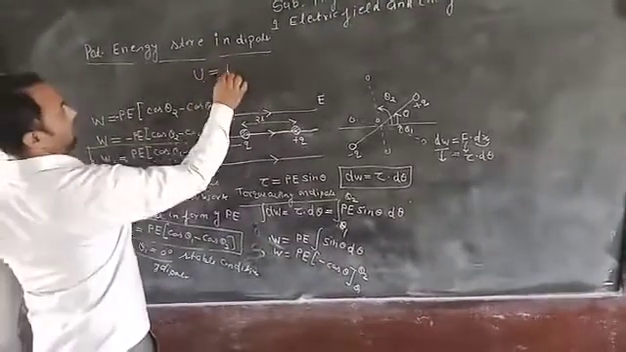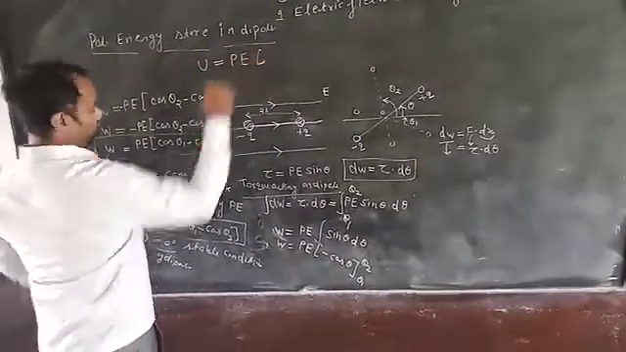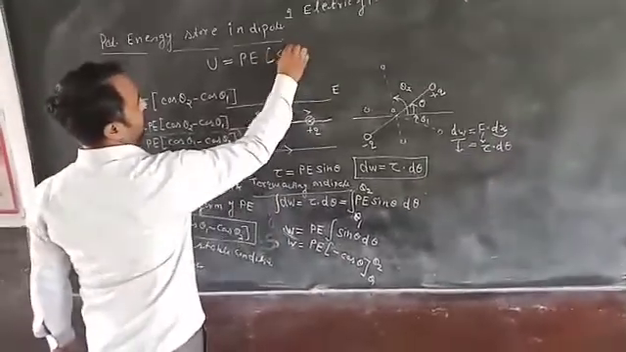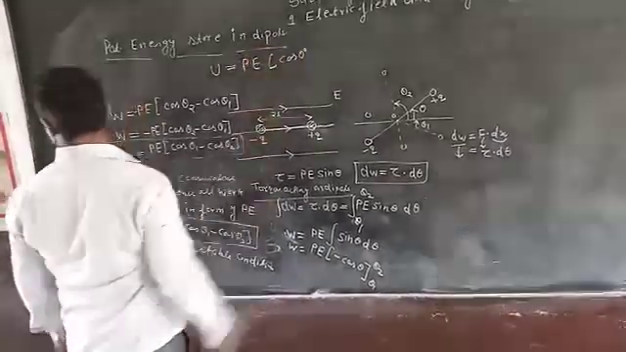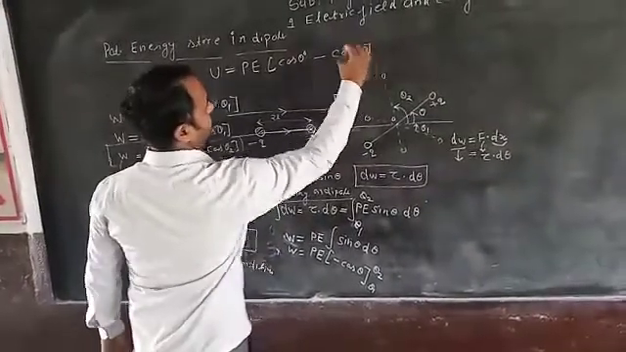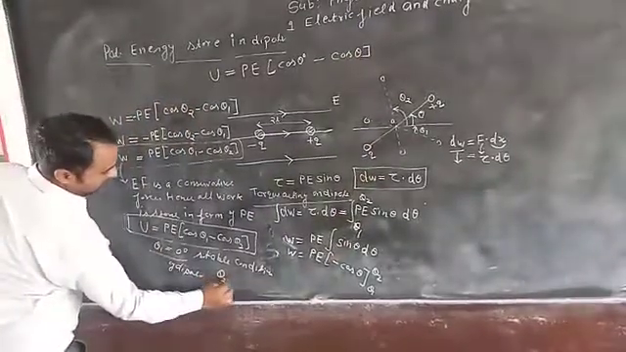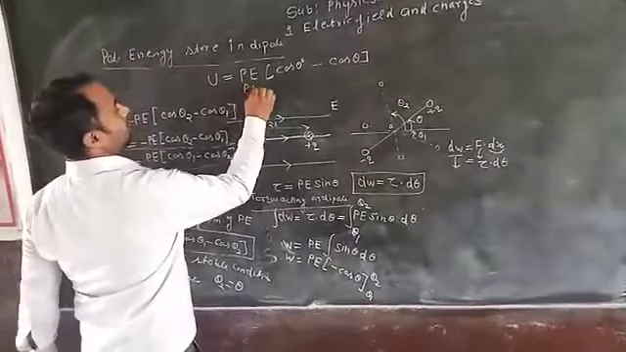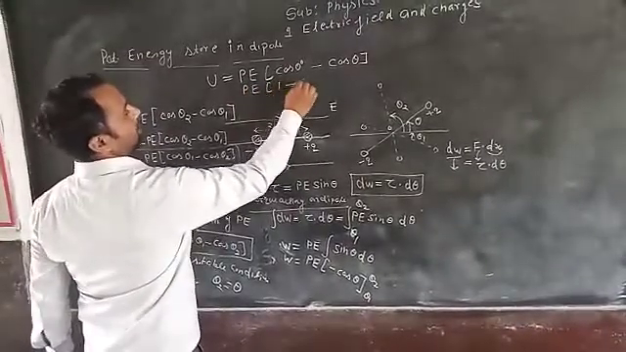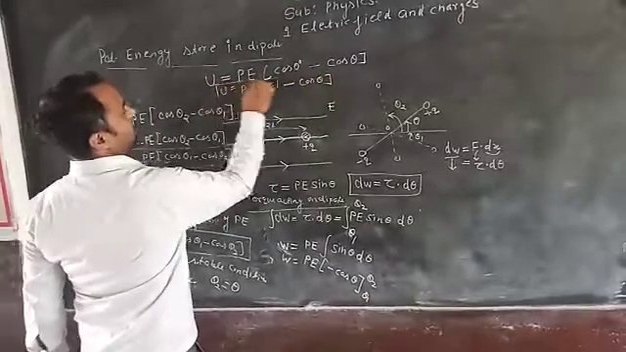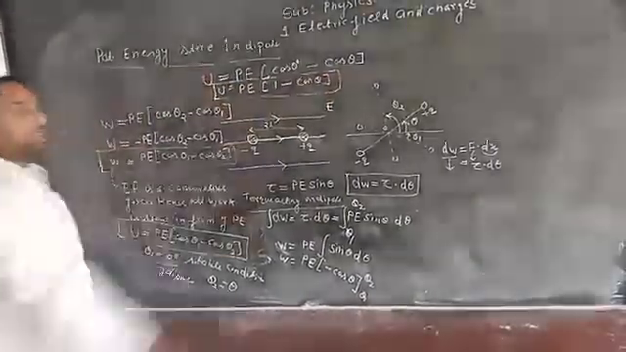So now for simple calculations here we introduce that U is equal to PE. If the dipole is rotated from the stable condition, then cos theta 1 is cos 0 degrees, minus cos of the general angle theta 2, which is equal to any theta. So here we see that U is PE times cos 0, which is 1, minus cos theta. This is the potential energy which is stored in the dipole when it is rotated from the stable condition.